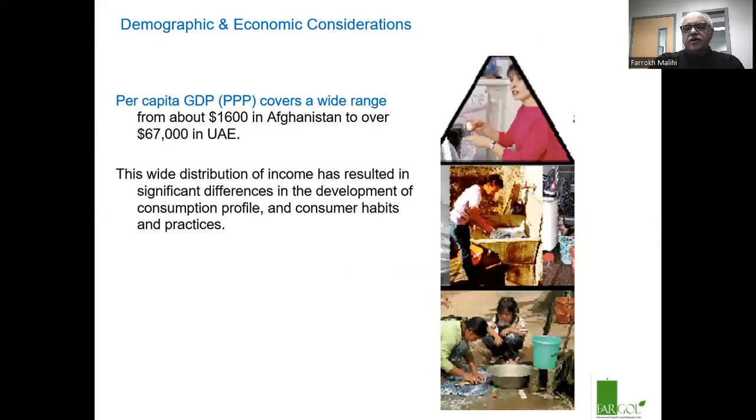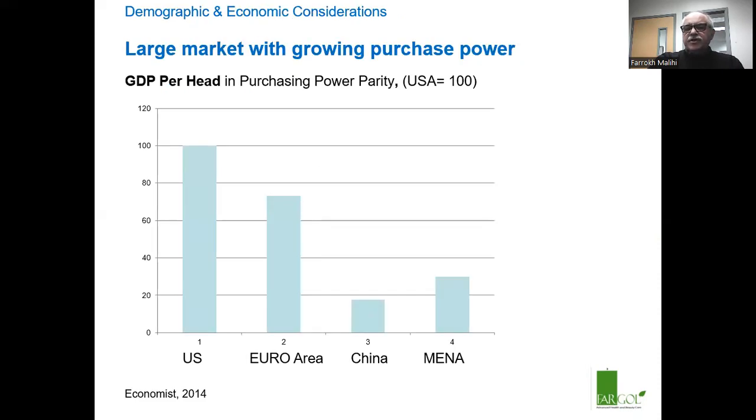Per capita GDP covers a wide range from 1,600 per year in Afghanistan to over 67,000 in UAE. This wide distribution of income has resulted in significant differences in the development of consumption profile and consumer habits and practices in this region. Large market with growing purchasing power. Again, a comparison of GDP per capita is shown here for MENA region with China, Eurozone, and US.